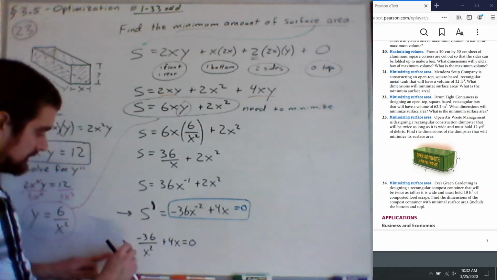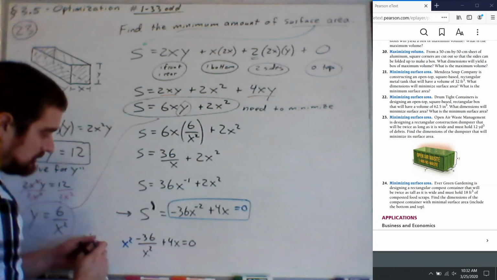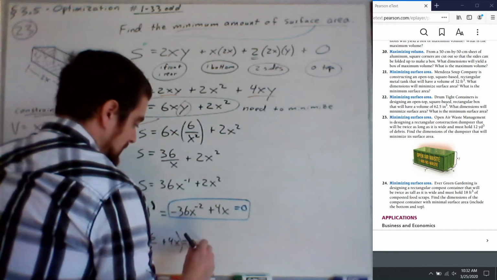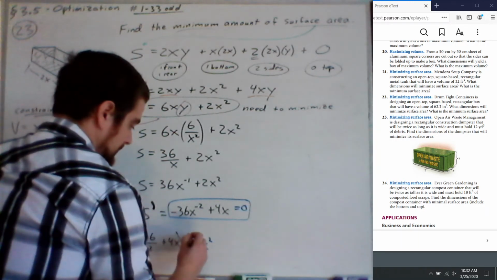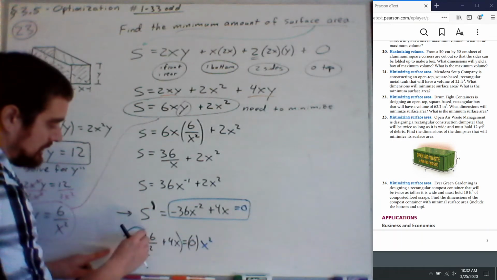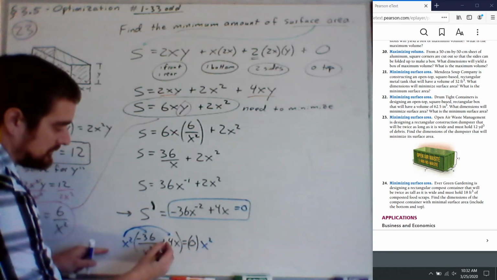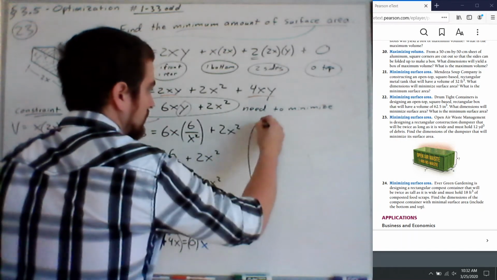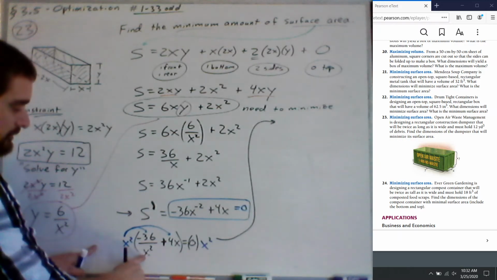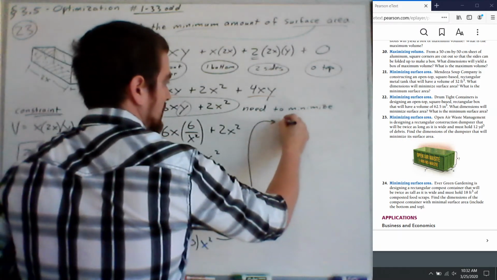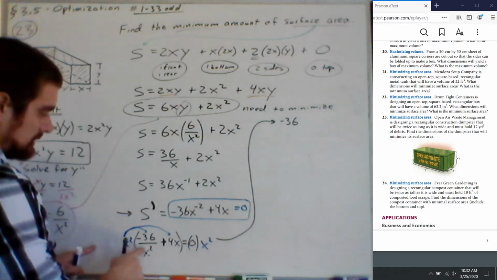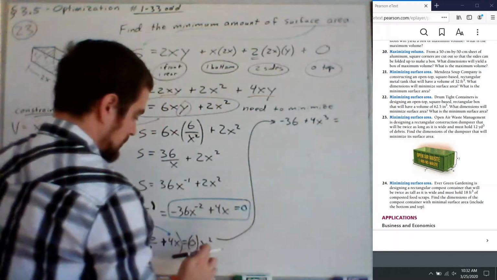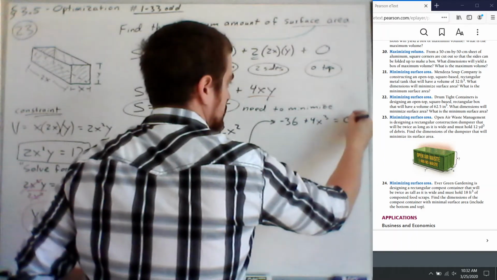So let's multiply both sides by x squared so that we can get it to cancel out on the left there, and I won't have to deal with my denominator anymore. When I multiply by x squared, I have to distribute across this addition, leaving me with x squared divided by x squared, cancel each other out, I get negative 36. x squared times 4x, I get plus 4x cubed. Right hand side, 0 times x squared is still 0.